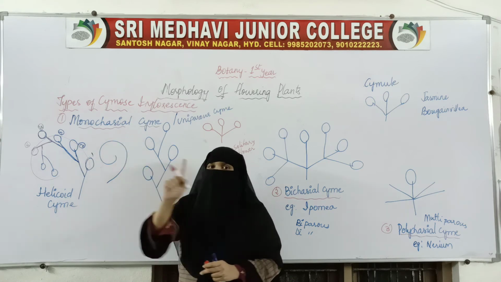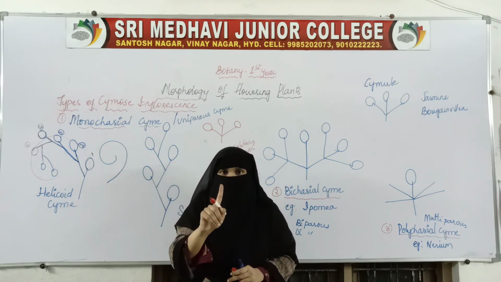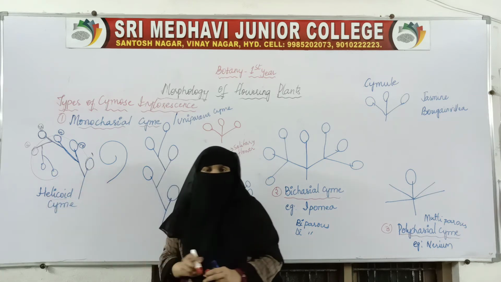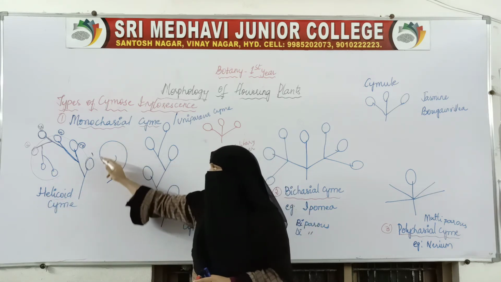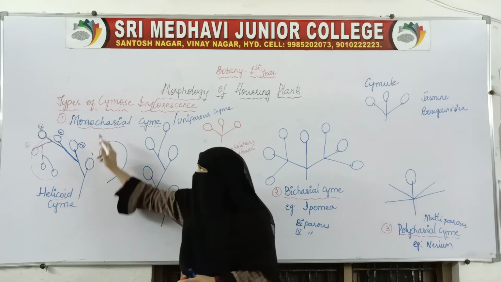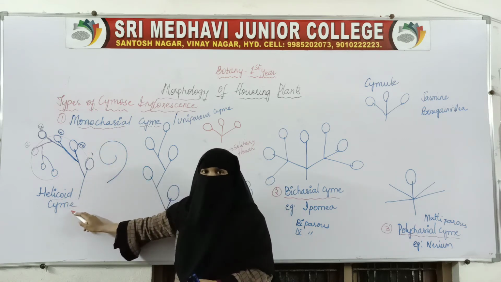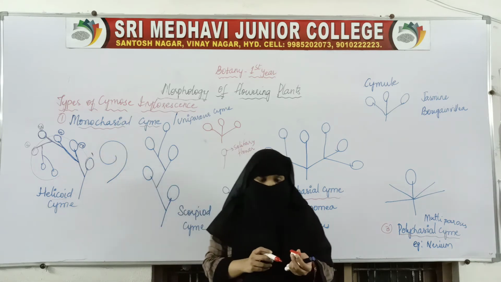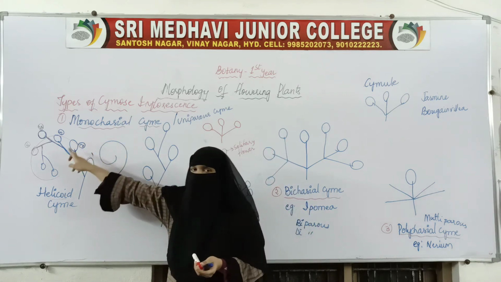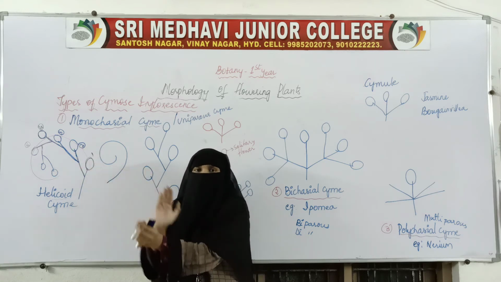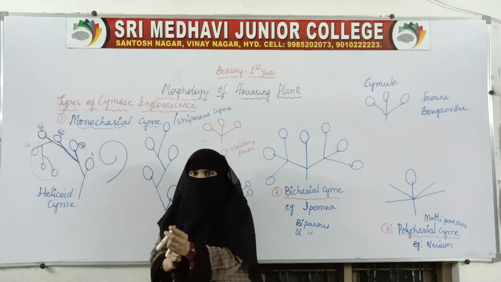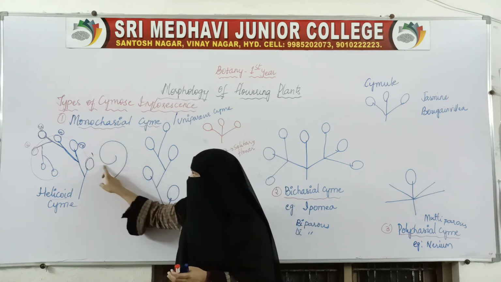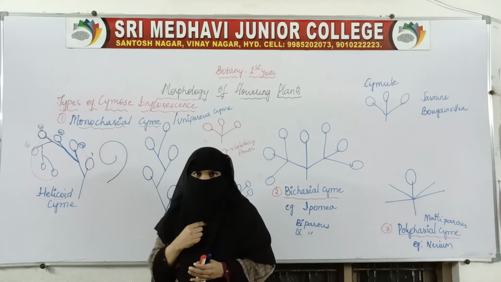Monochasial means every time one branch. In which pattern? Helicoid pattern. So that is why it is called helicoid cyme, which is nothing but a type of monochasial cyme. Every time it is giving one branch, but only at one side. The branch is produced only at one side and it is forming a coil-like structure.